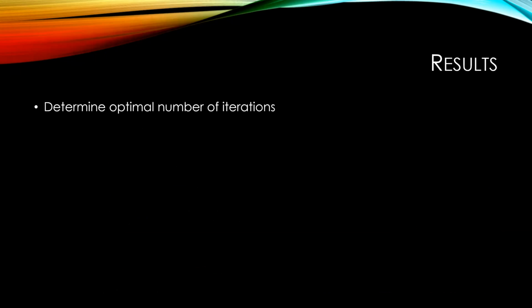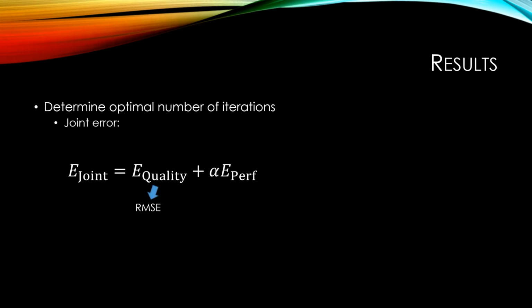We do a fixed number of iterations for each frame. So how to choose this number? It's a balance between quality and performance. Thus, we propose to use joint error, which is defined as a combination of quality error and performance error to describe it. We use the root mean square error as a quality error. The performance error is defined as the square of time divided by TS, a soft time threshold value, which means time below the value is an acceptable performance.